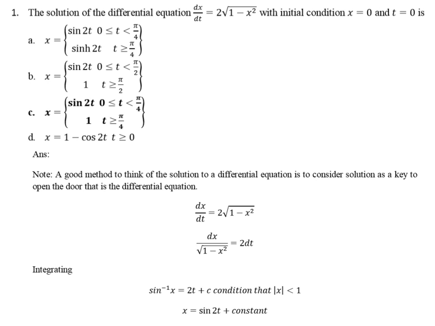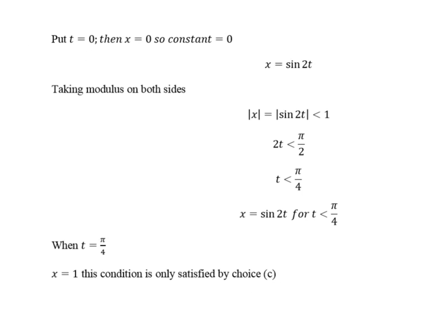And here we should note that the modulus of x should be less than 1. Otherwise, the root of 1 minus x square becomes an imaginary value. So x is equal to sine of 2t plus c. Now let us put the initial conditions. At t is equal to 0, x is equal to 0. So the constant is 0.